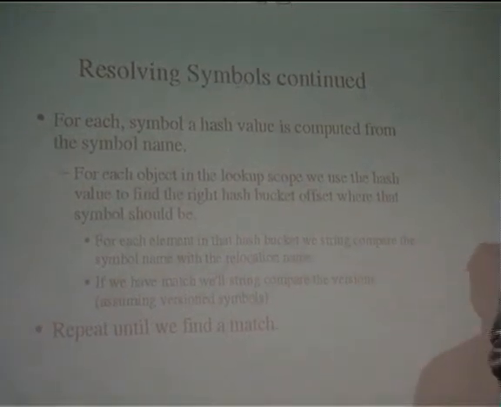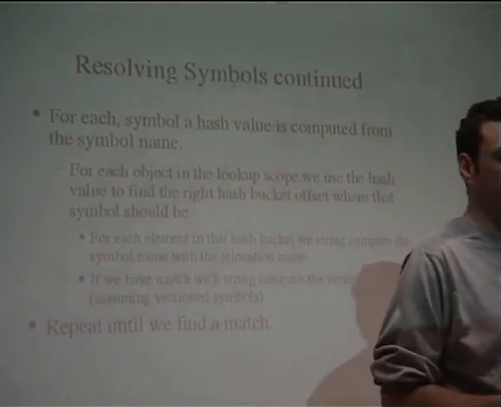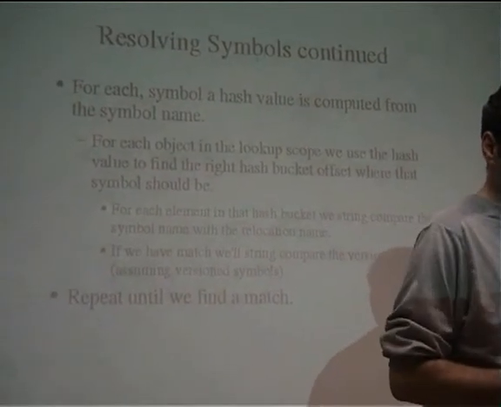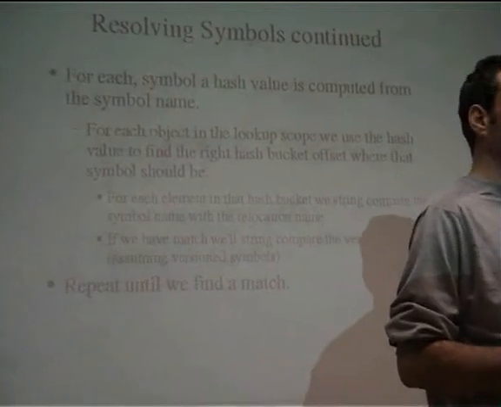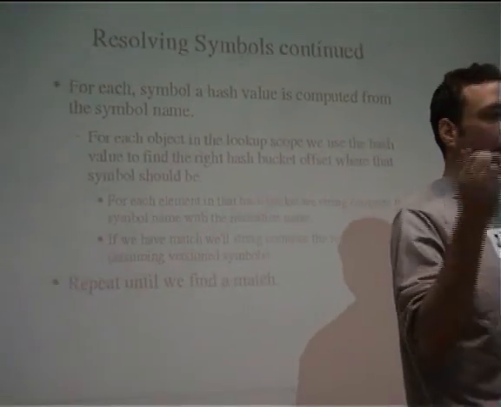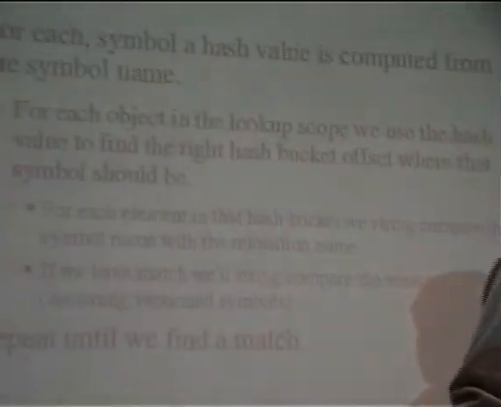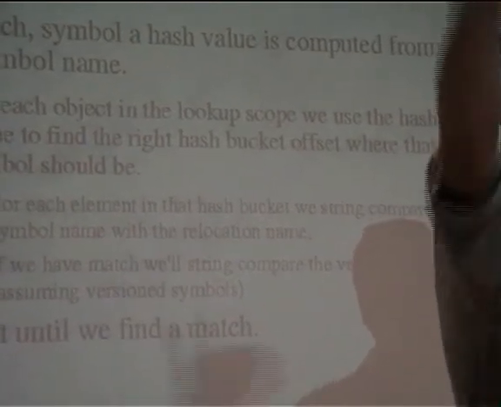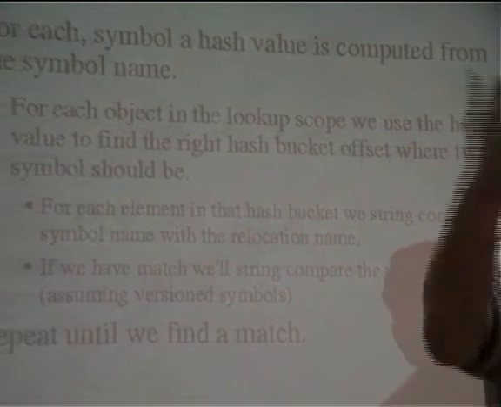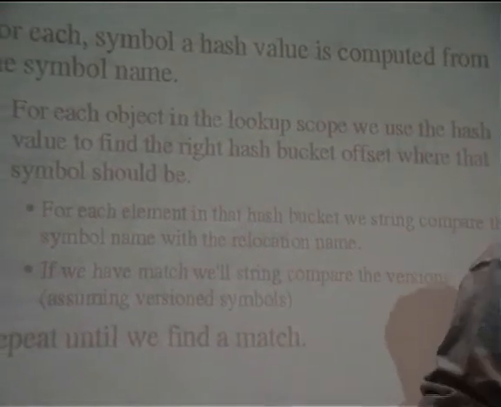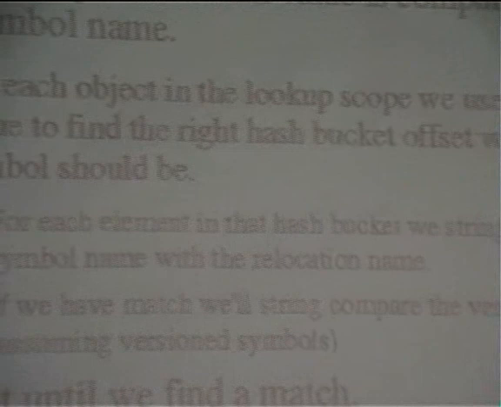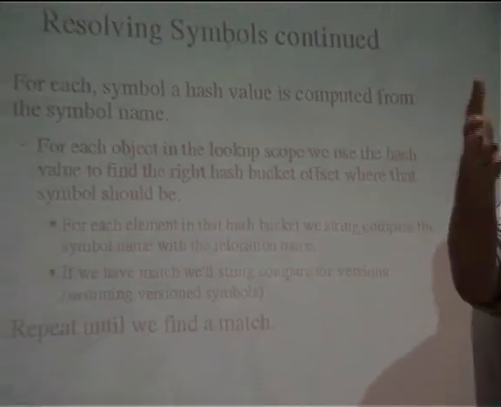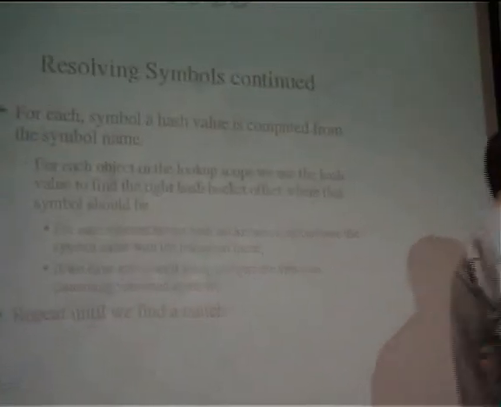We'll first compute some hash value, a key for it. Then we use this hash value for the first entity in the lookup scope. The hash value is really used to compute some sort of offset into a hash table that is per object. We go there, we end up in some hash bucket, and we simply go along the hash chain which is there and compare.